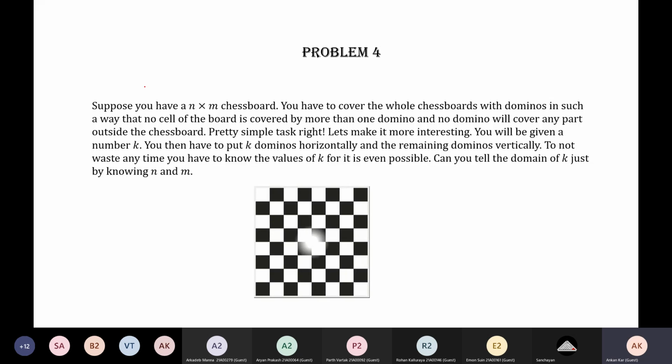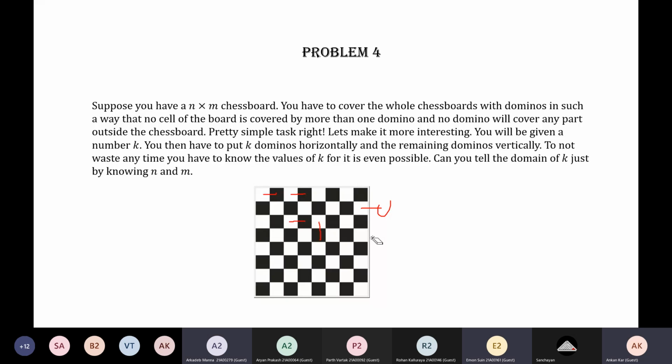The chessboard looks like this. Everyone knows, right? And let me explain. You can put a domino like this. You can put a domino like this. But if you had already put a domino like this or this, you can't put another domino like this. This is not possible because it's overlapping this region. And also you can't put a domino like this. It's not possible. It's outside the chessboard.